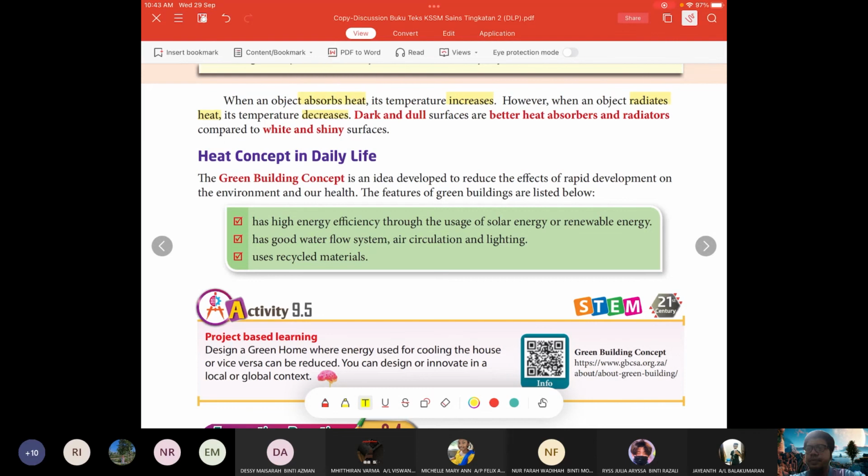Now we need to look at the difference of the color of the surface. Dull surfaces are better heat absorbers and radiators compared to white and shiny surfaces.